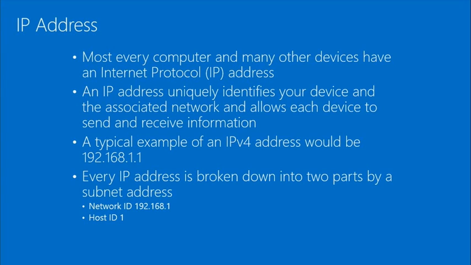Again, we go back to that list of wireless devices: a phone, a tablet, a PC, a laptop. These could all be a router, a switch. These could all be devices that have an IP address. Potentially, yeah. Again, they uniquely identify devices on the network. They give an example here, 192.168.1.1. And every IP address is broken down into two components, a network component and a host component.